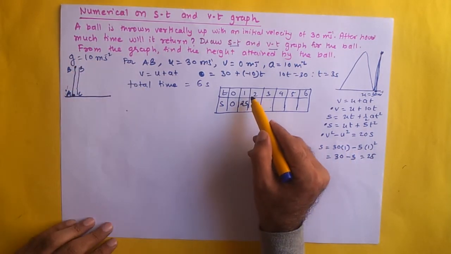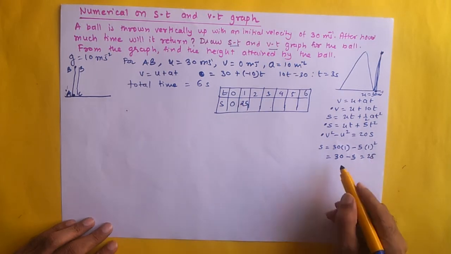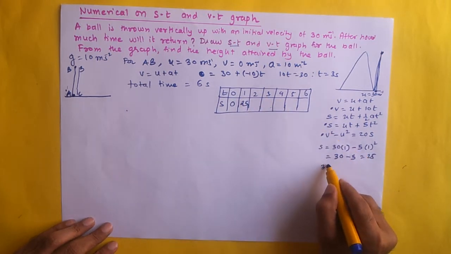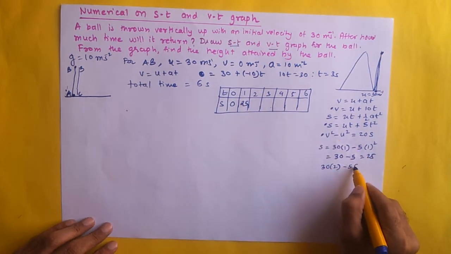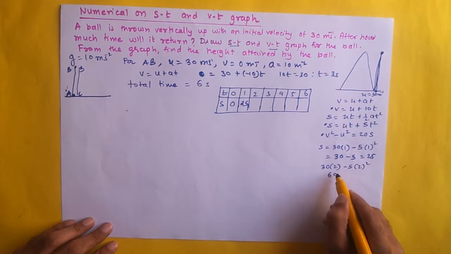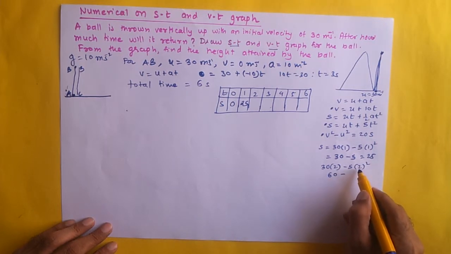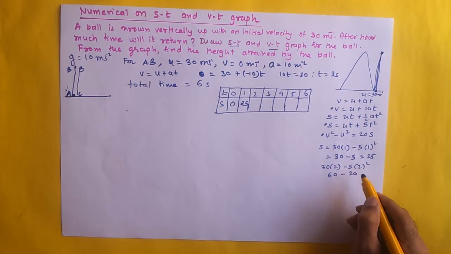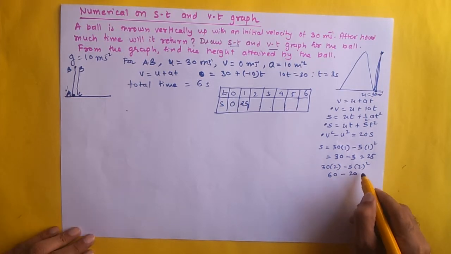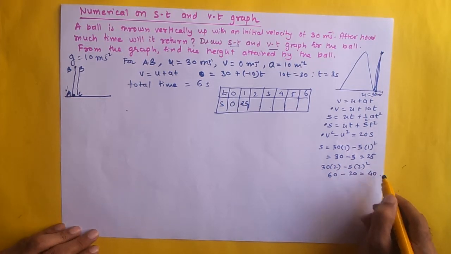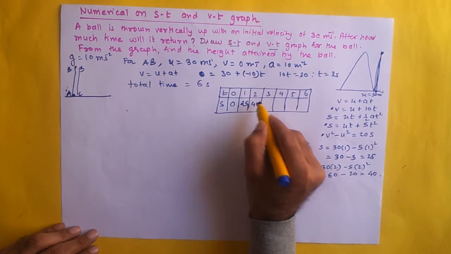The time is 1 second, and there is a minus sign because acceleration due to gravity is negative when we are going up. Similarly, I can do a calculation for t equal to 2. So I'll get 30 into 2 minus 5 into 2 squared, which is 60 minus 20, and this will give me 40. Right? So the displacement is 40.